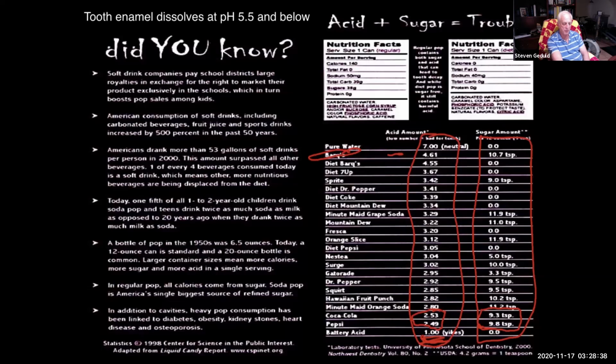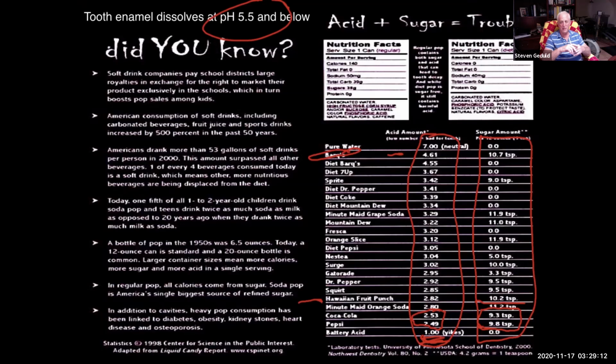Look at Hawaiian fruit punch. Hawaiian fruit punch you give your kids, 2.8, okay? Just a tenth away from battery acid. And then the sugar is 10.2 teaspoons. Tremendous amount of sugar and acid. It destroys teeth. Teeth start to be destroyed at a 5.5. So anything below 5.5 in the pH is acidic enough to actually eat away through your tooth. Okay? And every single one of those drinks is below 5.5 pH.